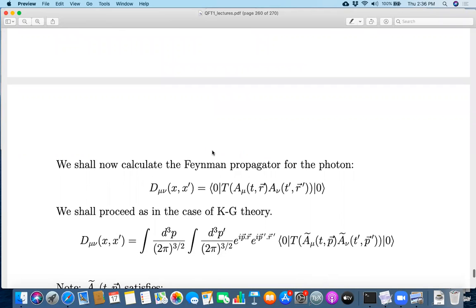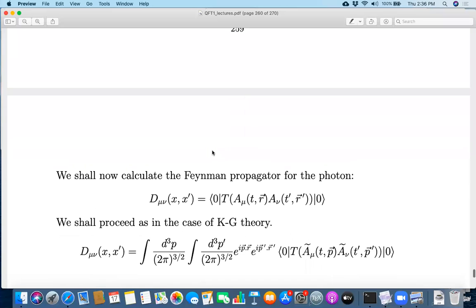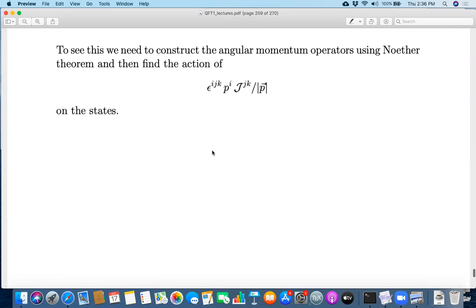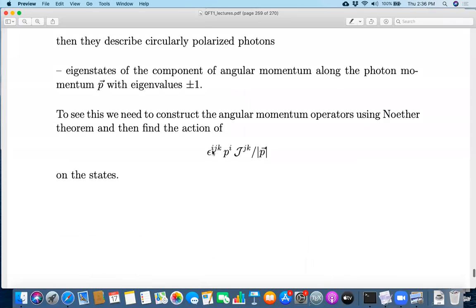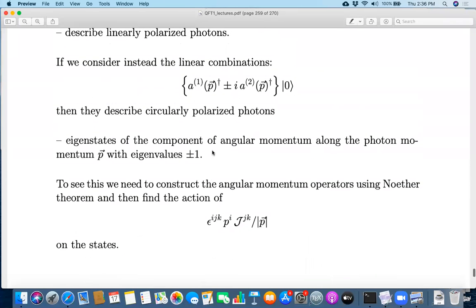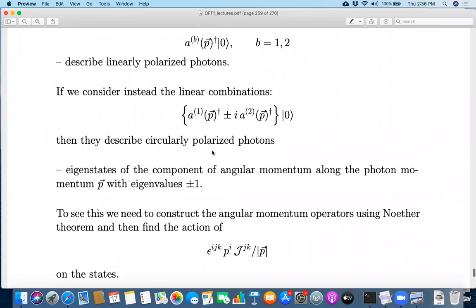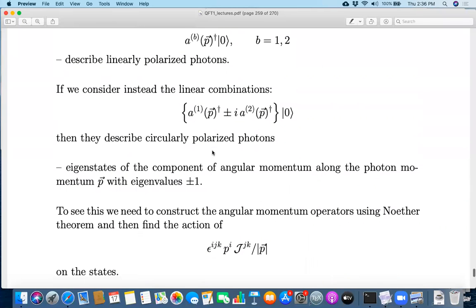Sir? Yes, go ahead, please. Sir, just about this discussion you just had. So any field redefinition would be fine if it doesn't spoil the symmetries of the Lagrangian and doesn't affect the physical observables like the S matrix and the physical mass of the particle. Yes, this is the other way, that any field redefinition cannot destroy the symmetries of the Lagrangian, nor can it change the S matrix or the physical masses of the particles.